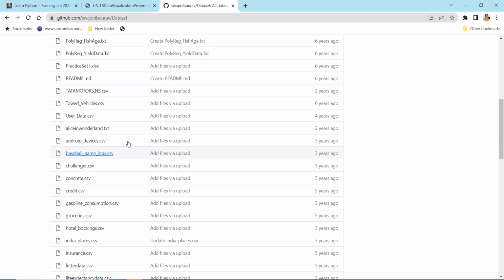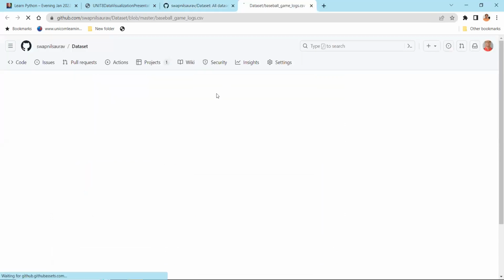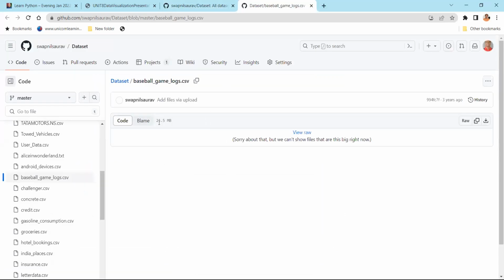When you open this data, obviously this file is too big, 21 MB. It has a lot of data, from I think 1870 to 1920, almost all the baseball matches that were played for 40 years or something. So it is quite a heavy file and will not show you a view here. You have to click on view raw. When you click on view raw, you will be able to see that CSV file.